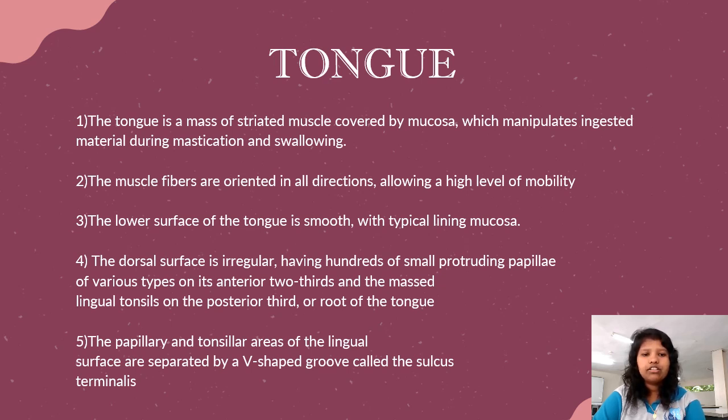The dorsal surface is irregular, having hundreds of small protruding papillae of various types on the anterior two-thirds and merged lingual tonsils on the posterior third, the root of the tongue. The papillary and tonsillar areas of the lingual surface are separated by a V-shaped groove called the sulcus terminalis.